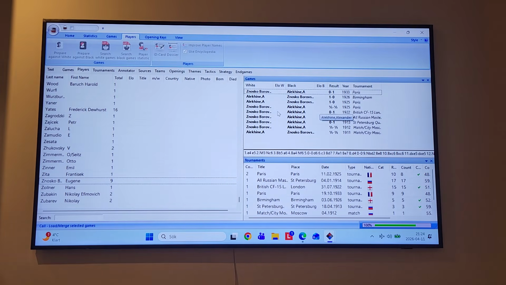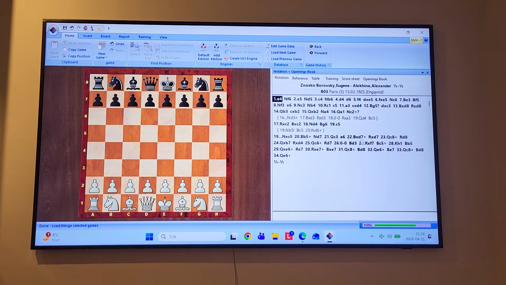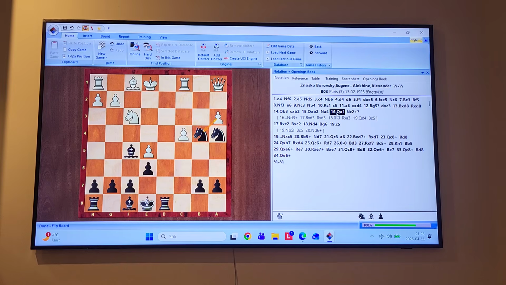But he's also famous for this game, because here Alekhine made a mistake. It happened in this position. In this position, Alekhine played knight c2 to secure the win of an exchange, but that was not the best move. And many annotators, including Znosko-Borovsky and Alekhine himself, have written that the best continuation would have been to play knight d3 check.